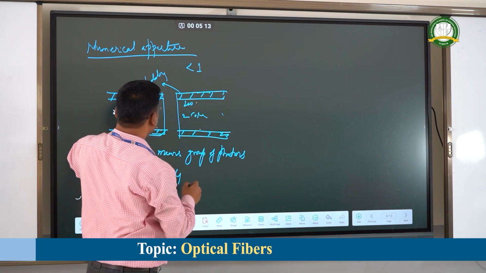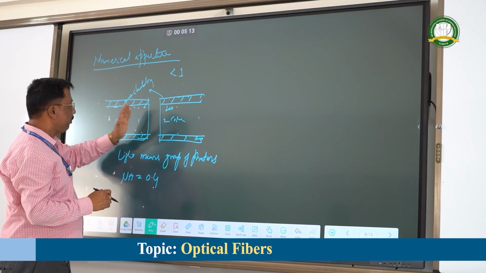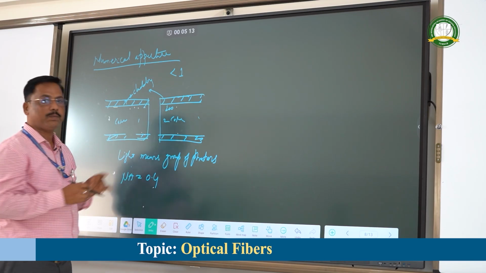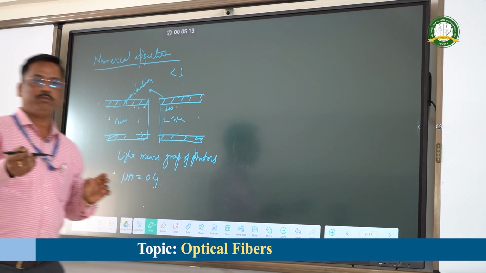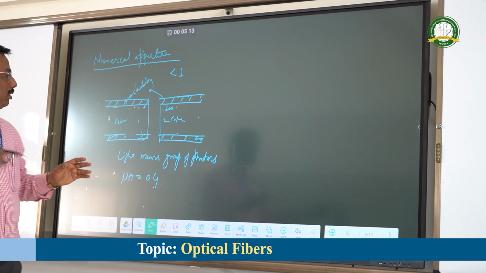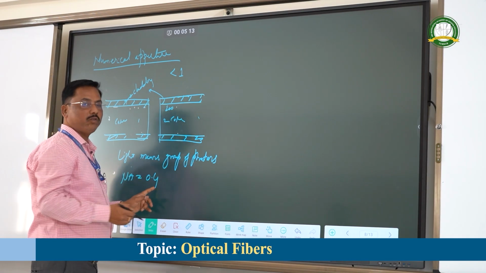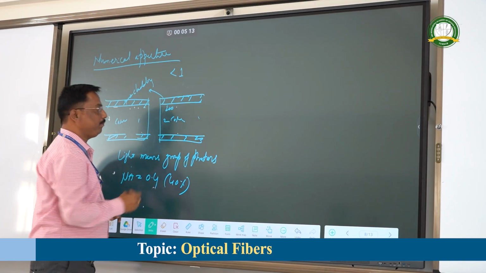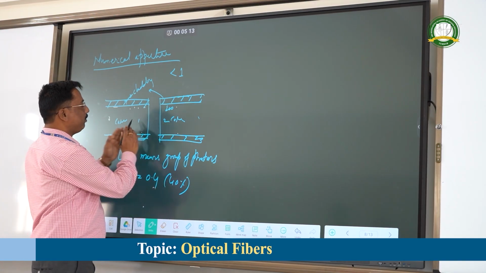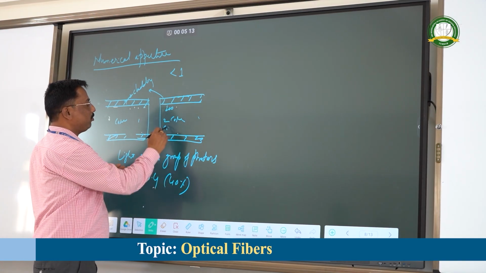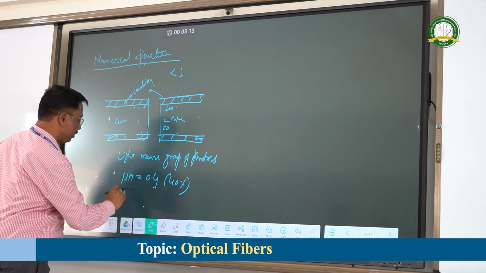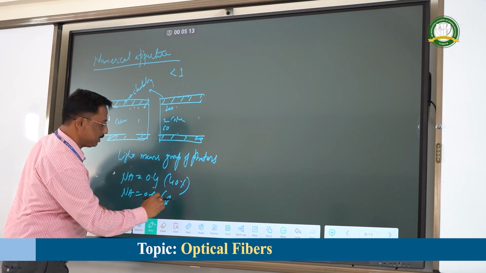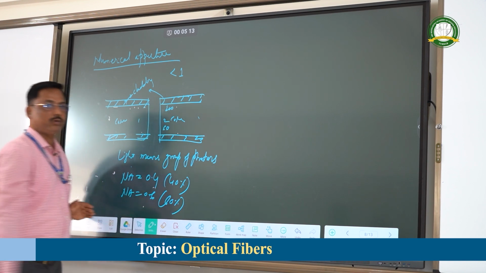0.4 means if 100 photons are coming from fiber 1, and 40 photons are successfully transmitted from fiber 1 to fiber 2, that is the percentage of propagation of photons from one fiber to another fiber. It is called 0.4, or in terms of percentage, 40%. If 60 photons enter from fiber 1 to fiber 2, we call it 0.6, which means 60%.